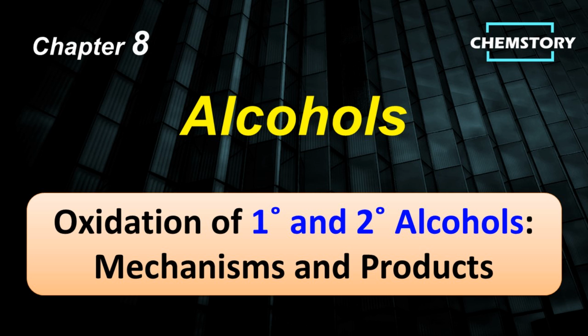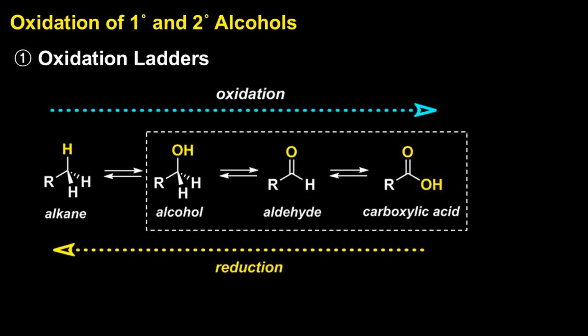Alright, let's jump in. Let's start with what's called the oxidation ladder. It's a helpful way to see how different organic molecules are connected through oxidation and reduction. On the far left, we've got the most reduced form, the alkane. As you move to the right, each step represents a higher oxidation level. Alkanes can be oxidized to alcohols.